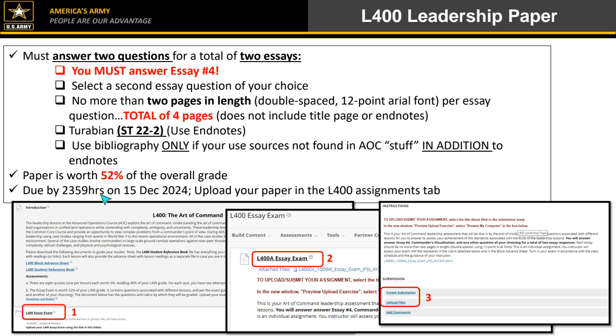When you are done with your paper and ready to submit it, please do not email it to me. Rather, go to the L400 assignment tab, click under essay exam. Step 2, it will talk to you about how to upload your assignment. And step 3 are the actual links to create and upload your actual Word document. Please don't send me a PDF. Go ahead and upload a Word document.